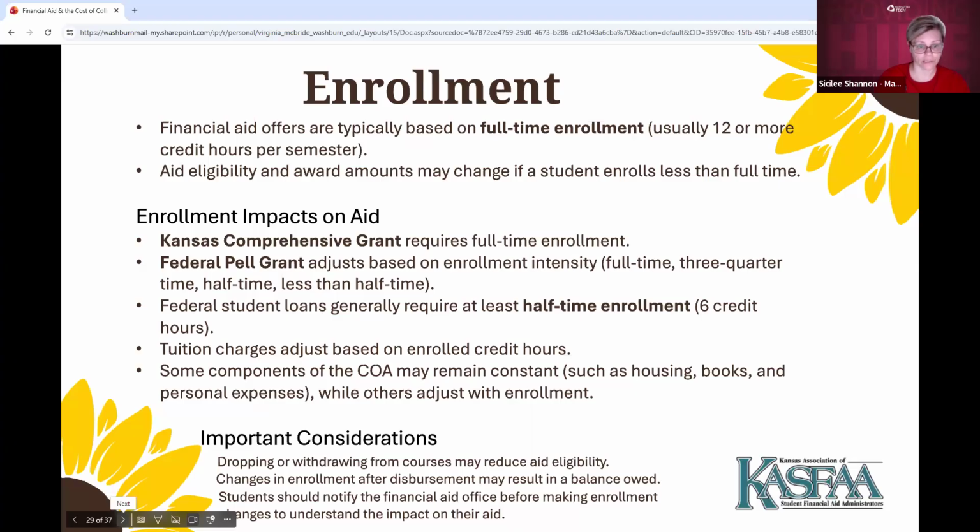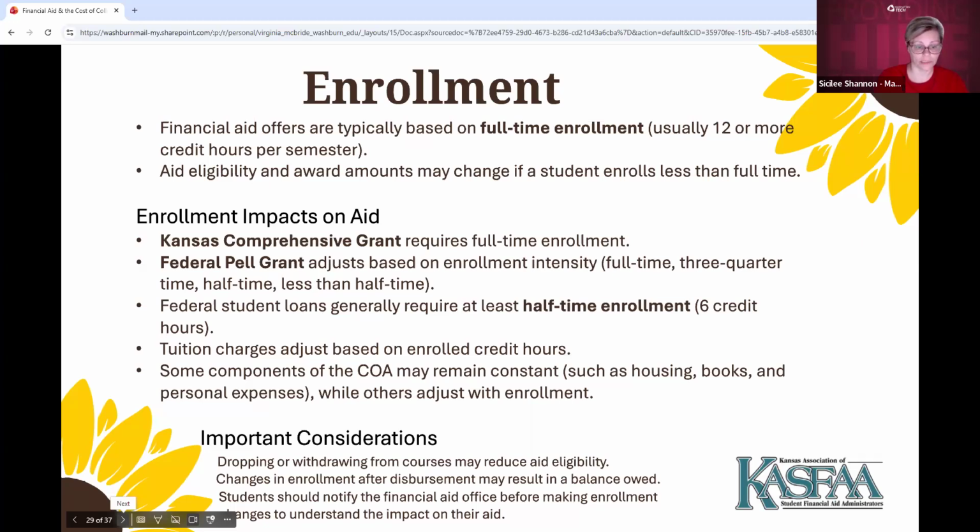With the federal Pell Grant, it will adjust based on enrollment intensity. So whether a student is full-time, three-quarter time, half-time, or less than half-time, their federal Pell Grant will be based on that intensity. Federal student loans generally require at least half-time enrollment or higher. Generally, this is 6 credit hours or more. Tuition charges adjust based on enrolled credit hours. Some components of the cost of attendance may remain constant. This could include housing, books, and personal expenses, while others could adjust with enrollment.